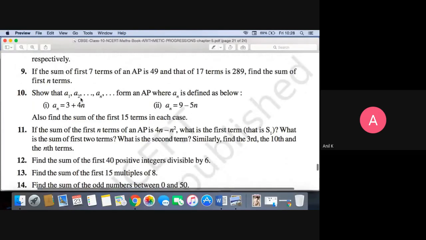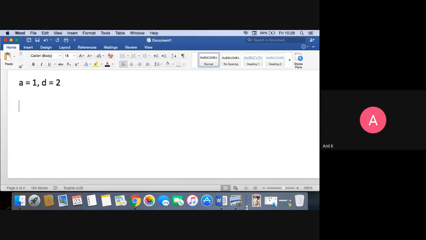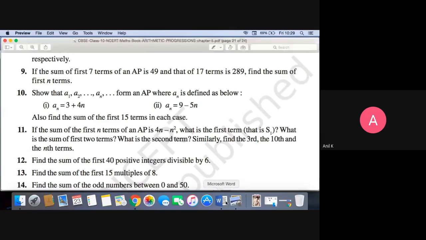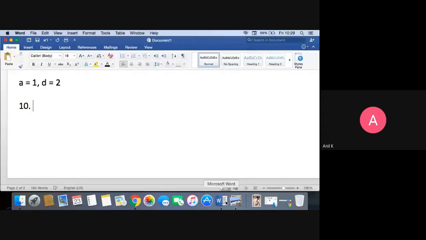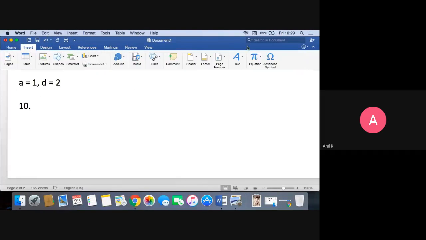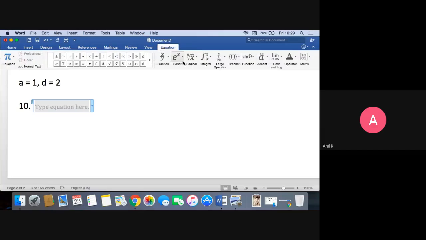Next, show that A1, A2, and so on, AN form an AP where AN is defined as, okay, I'll give you one example. AN equals 3 plus 4n. This is example question number 10. Okay, question number 10. What is given? AN equals 3 plus 4n. This is what they have given.